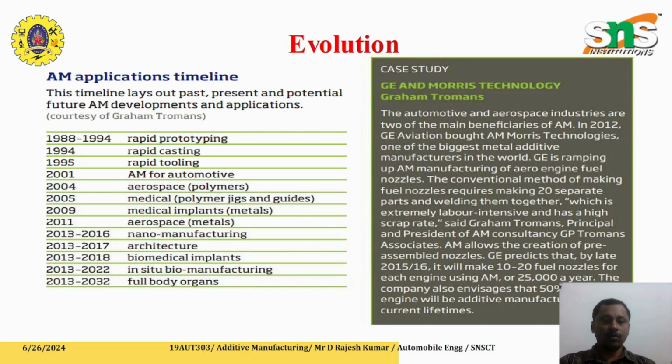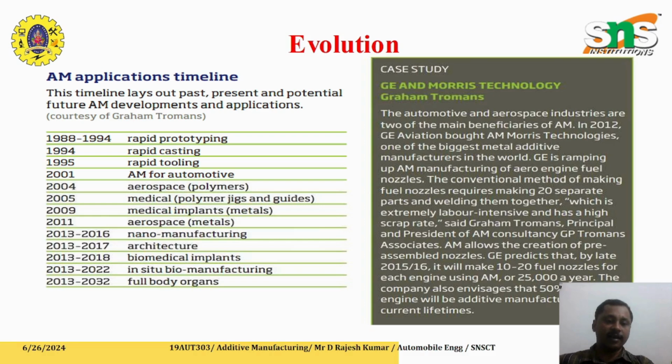Now in the year 2001, this technique is used for automobiles, because in automobiles we use many products, many components in the vehicles. Then they went for aerospace applications. Then in the year 2004, it evolved and they started to build aerospace metals such as titanium. And in the years 2013-16, they started manufacturing nanomaterials.